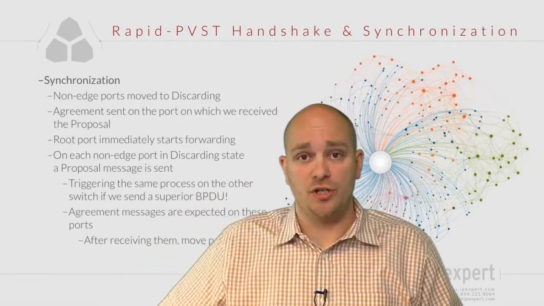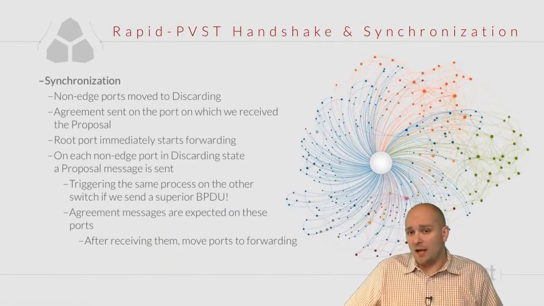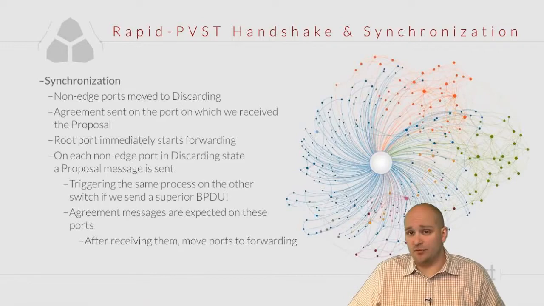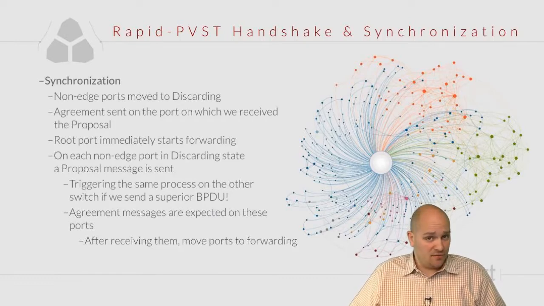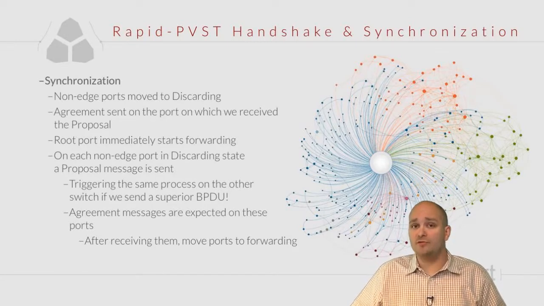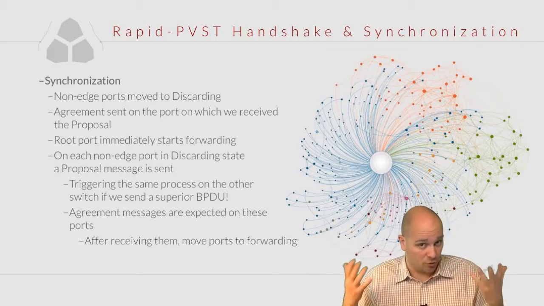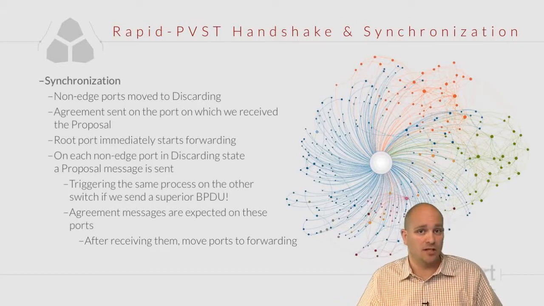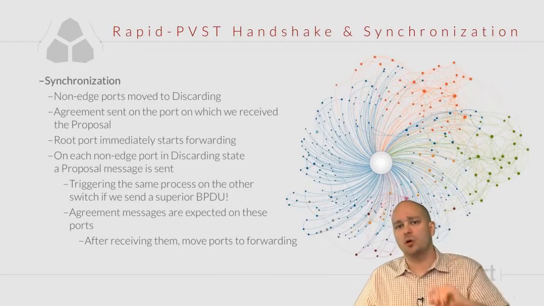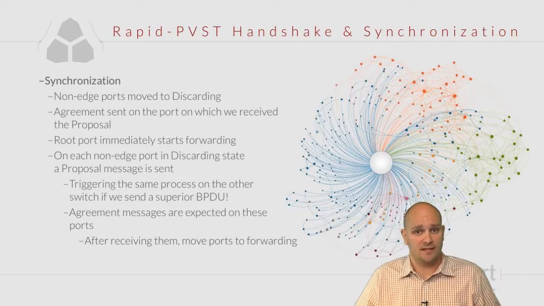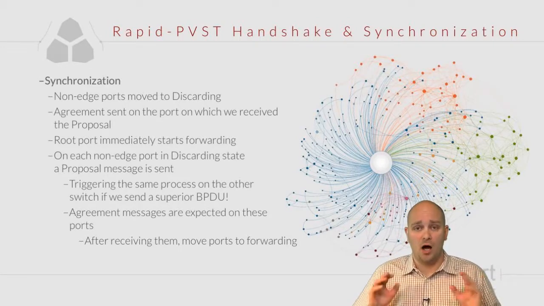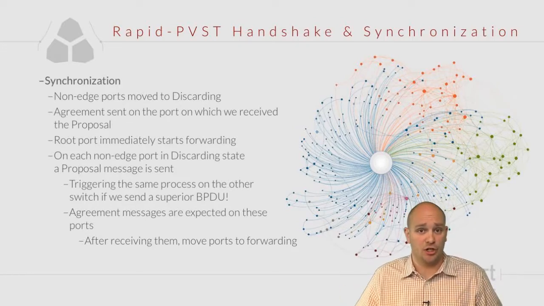What does that mean? What this means, of course, is that the switch needs to go through the process. Now, this process obviously consists of several steps. The first thing that happens is that all non-edge ports are moved into the discarding state. The second thing that happens, on the port on which we have received the proposal to which we are just agreeing, is that we are actually going to send out the agreement. So we're going to say, yeah, okay, you are going to be the designated port on this segment, and I'm now synchronizing myself. So all the non-edge ports are, at this moment, discarding the traffic.